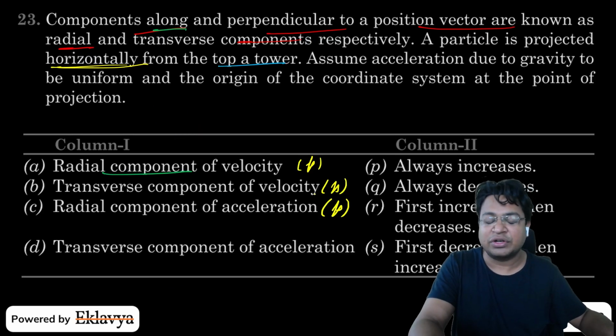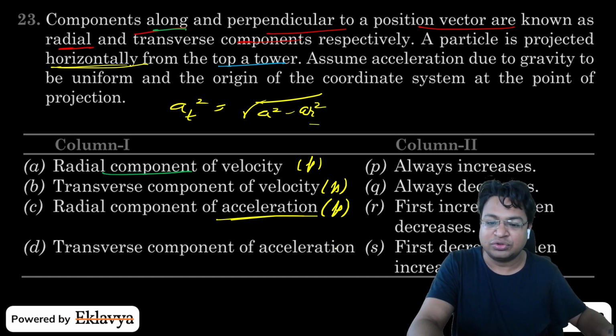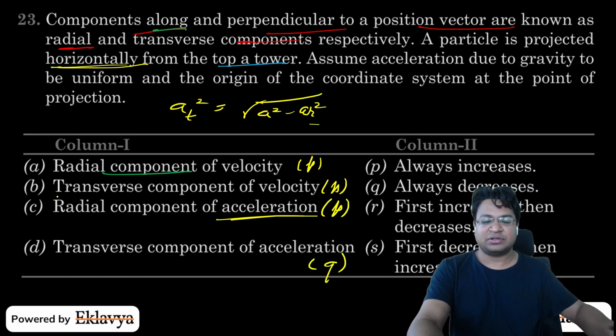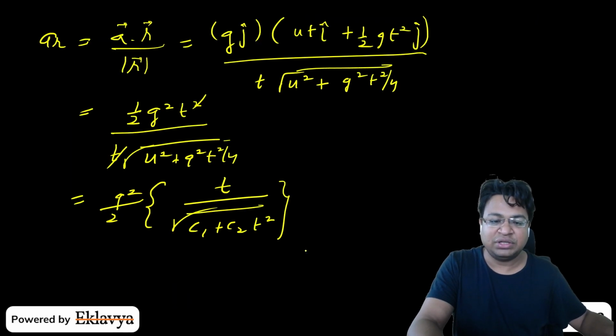And if the radial component of acceleration increases with time and the overall acceleration is constant, so the transverse component of the acceleration is bound to decrease. It is bound to decrease. So there we have our answer. A goes with P, B goes with P, C goes with P, and D goes with Q. So that would be the answer.